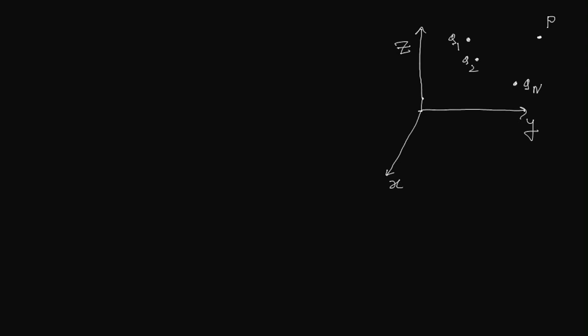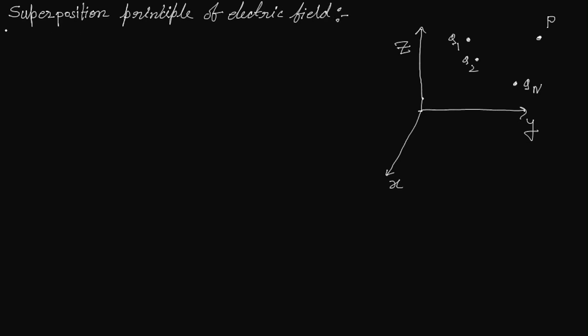What we have learned so far, we can calculate the electric field at point P because of only Q1, only Q2, only Q3, or only up to Qn, that is, an individual charge. But since all the charges are actually present here simultaneously, the net electric field at point P will be the vector sum of these electric fields. And this principle is known as the superposition principle of electric field.